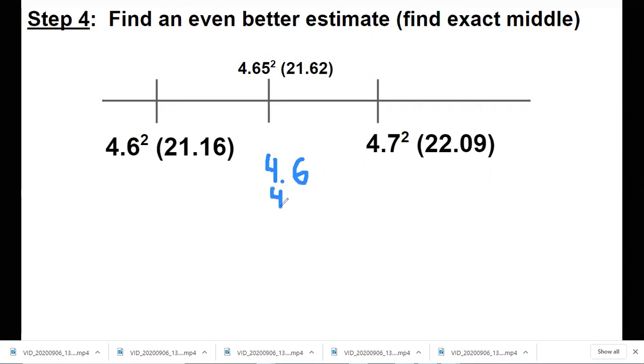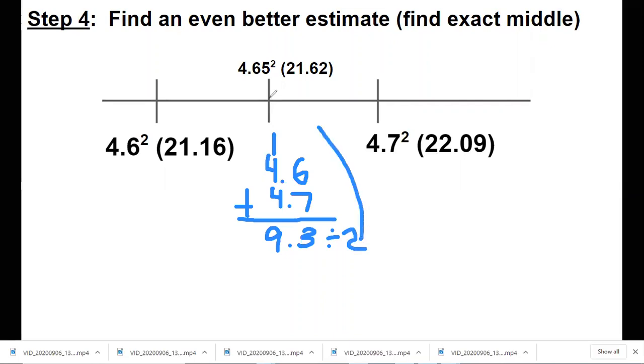And by the way, this is the same way that you would get an average for a set of data. You would add them up and divide by the number of numbers. In our case, we have 2 numbers, so we're going to divide by 2. 7 plus 6 is 13. Carry the 1, put our decimal here. 8, 9, right? 9.3, and then we're going to divide 9.3 by 2. If I was to do that, I would get 4.65. And then I would square 4.65, and that would give me 21.62.